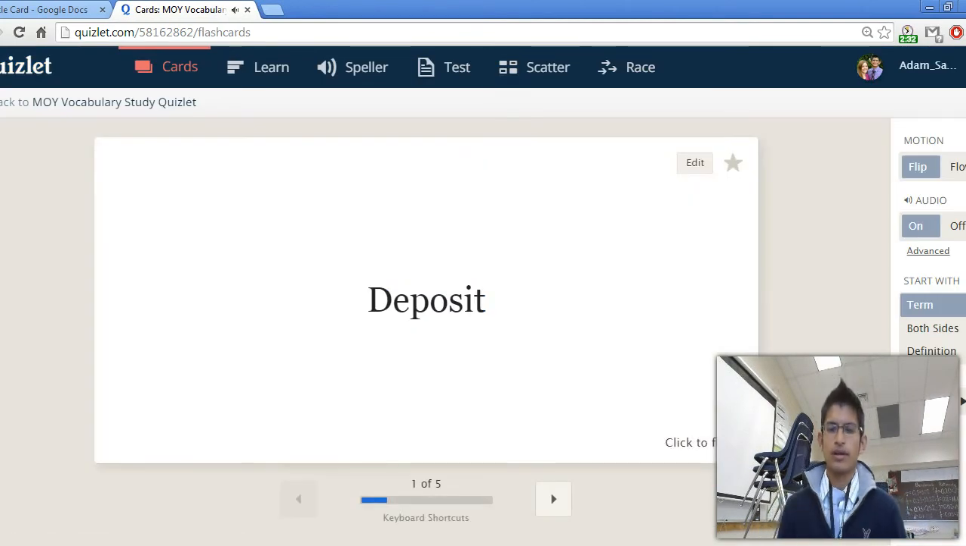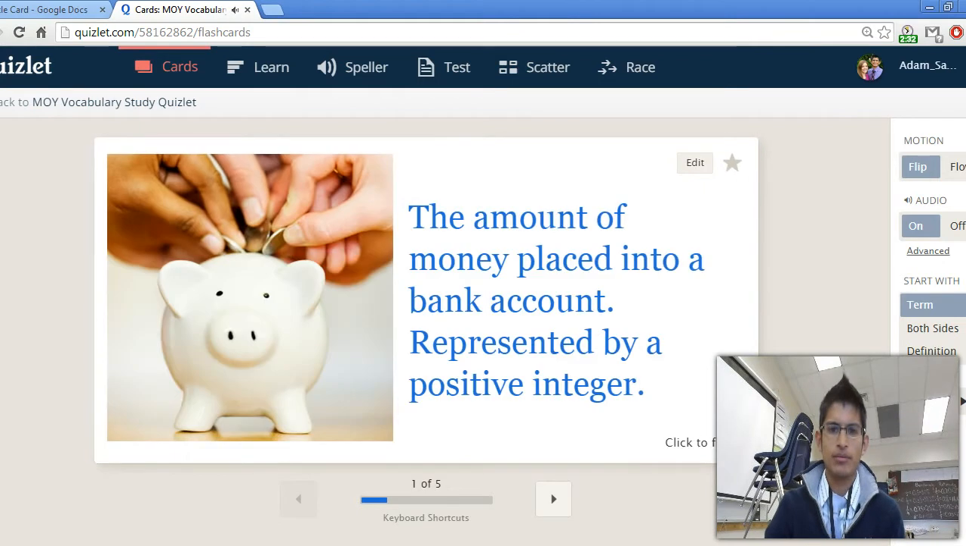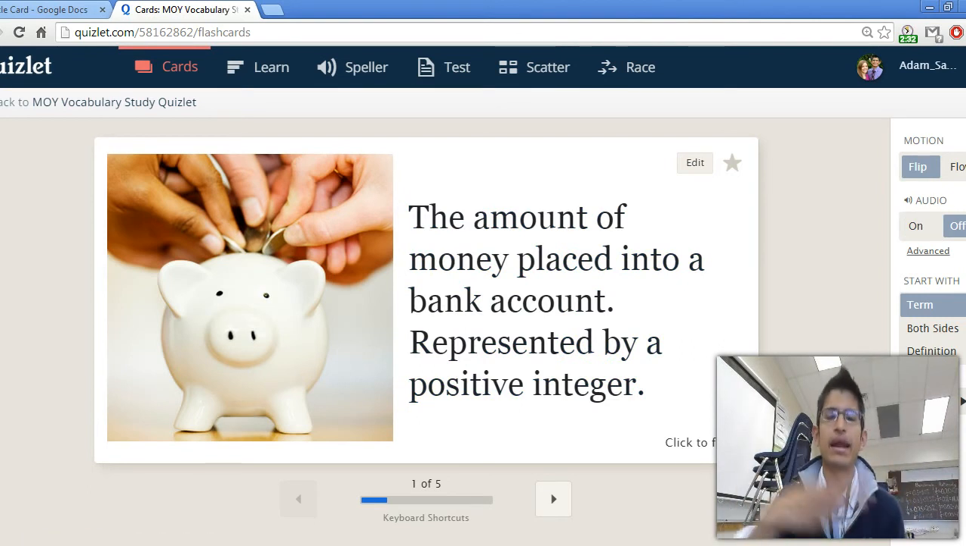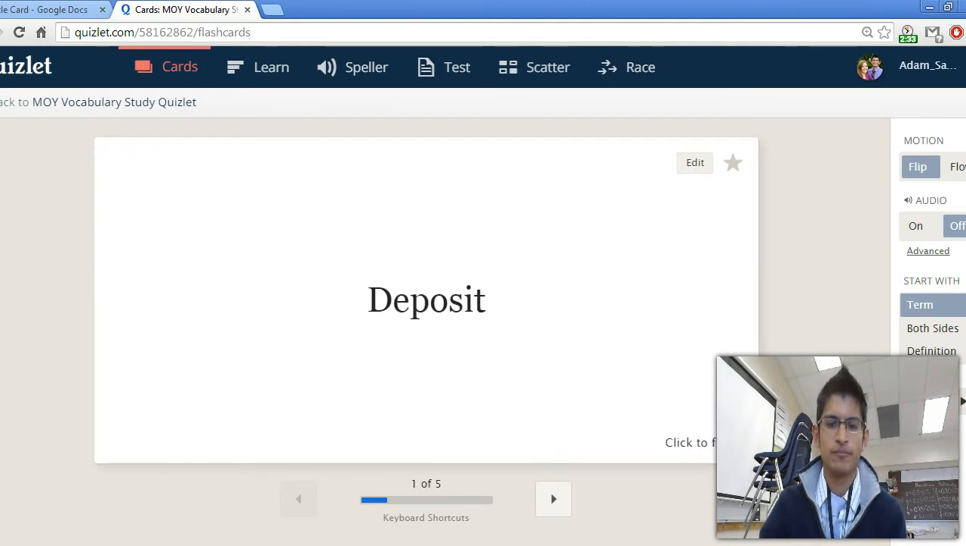All right, so we're going to look at these words. Deposit. The word deposit means the amount of money placed into a bank account, and it's represented by a positive integer. Okay, so this is when you put money into an account, you're adding money to your bank account, so it's going to be a positive number whenever you have a deposit.